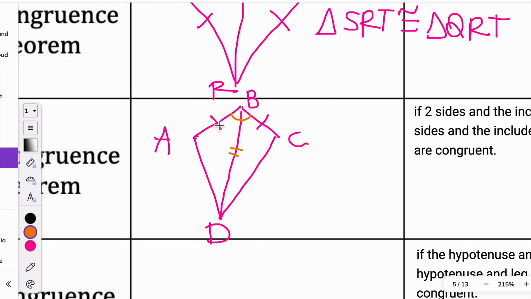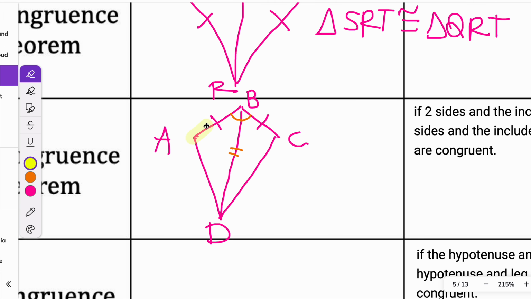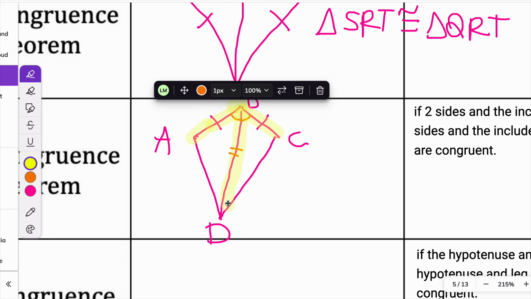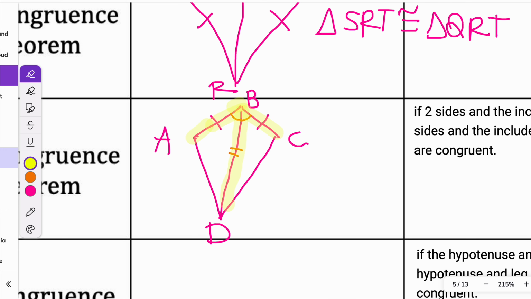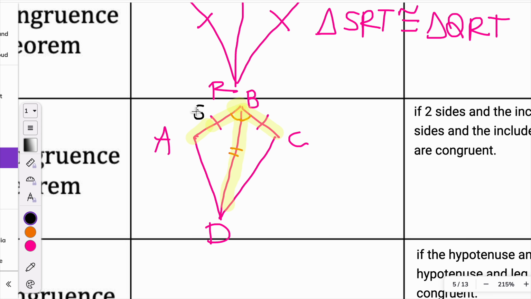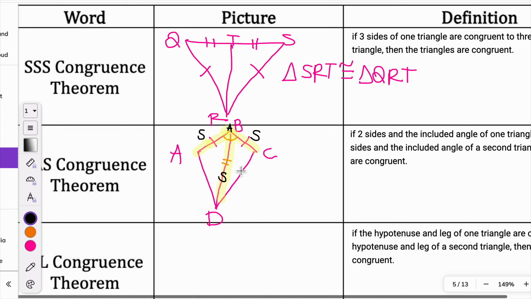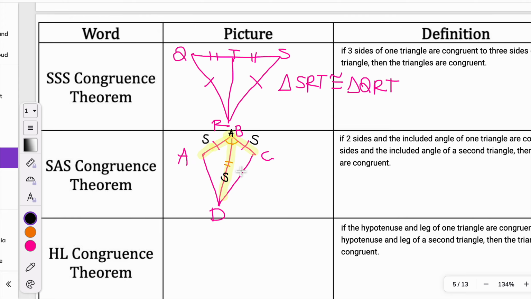So we notice that we have side, angle, side, and I'm going to show that with a highlighter. So side, angle, side is what we're looking at. So we have this side, an angle, and another side, congruent with this side, the angle, and side, okay? Some people get that confused and they try to do side-side angle, and that will not work. The angle has to be in between the two corresponding sides.